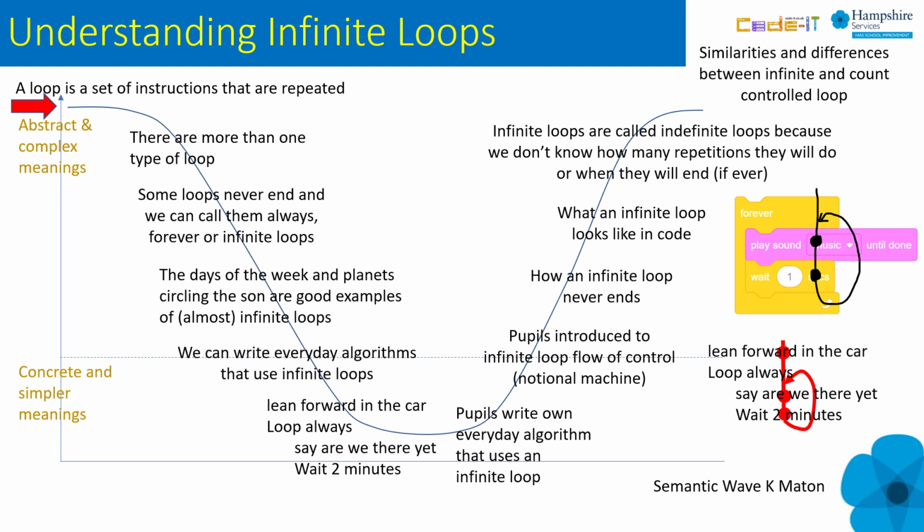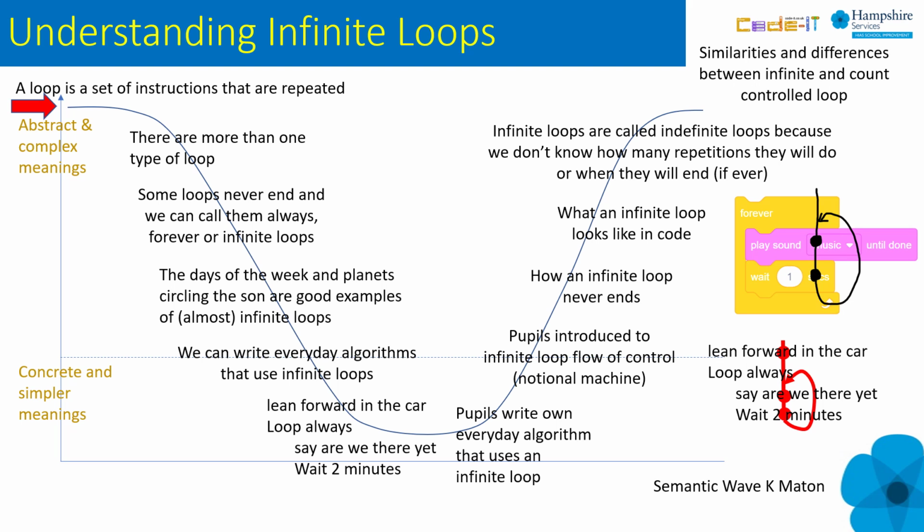You're looking at a semantic wave, which is great for thinking about curriculum sequencing. The idea is to take a complex idea such as an infinite loop and unpack the concepts until we get to the most concrete examples and simplest meanings. Starting at the red arrow, you can see us doing that on the downward curve from left to right, relating to everyday examples such as days of the week. At the bottom we have the most concrete everyday examples of an infinite loop in an algorithm, such as the "are we there yet" loop.